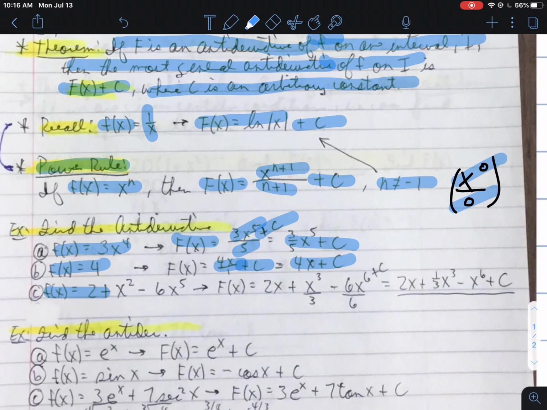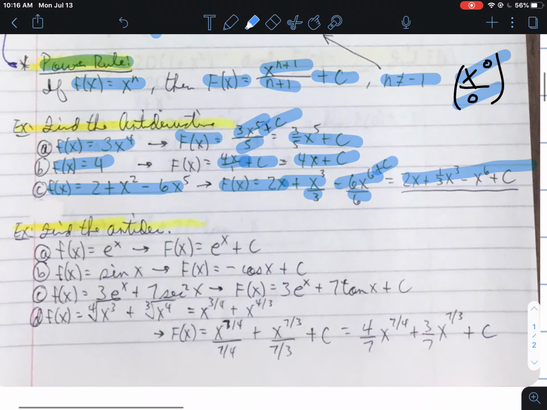So for f of x equal to 2 plus x squared minus 6x to the 5th, I've got capital F of x, the antiderivative, as 2x plus x cubed over 3, increase the exponent, divide by the new exponent, minus 6x to the 6th over 6 plus c. I notice, like I said, you're going to leave it off a lot of times, so just make sure I tack it on at the end. And then I just simplified. Of course, we always want to simplify when we're done, just like when we're differentiating. So I've got 2x plus 1/3 x cubed minus x to the 6th, in this case, plus c.